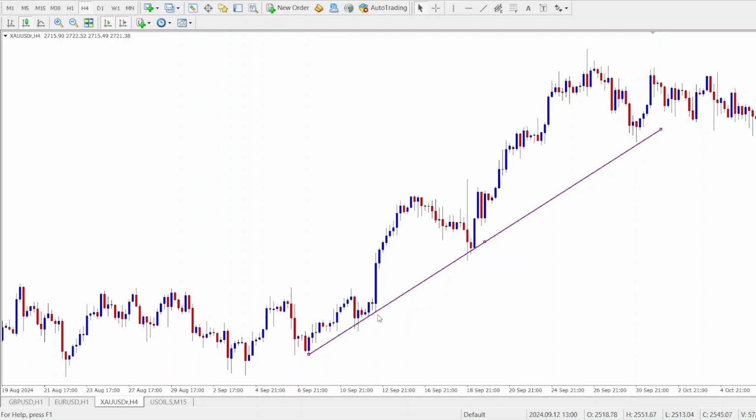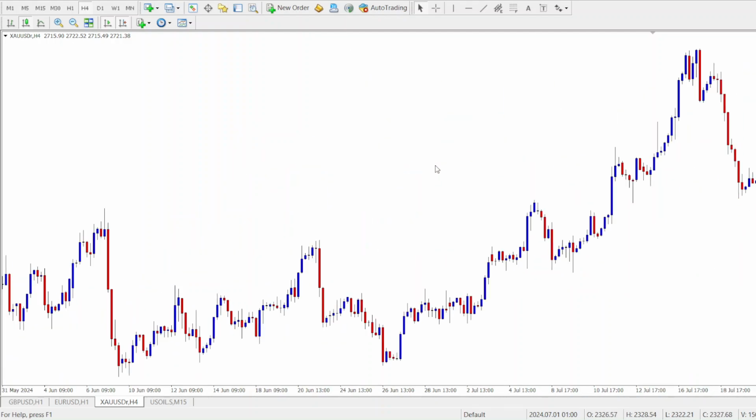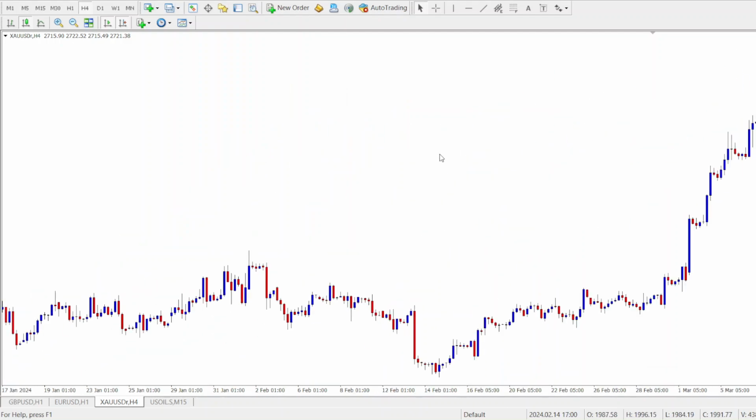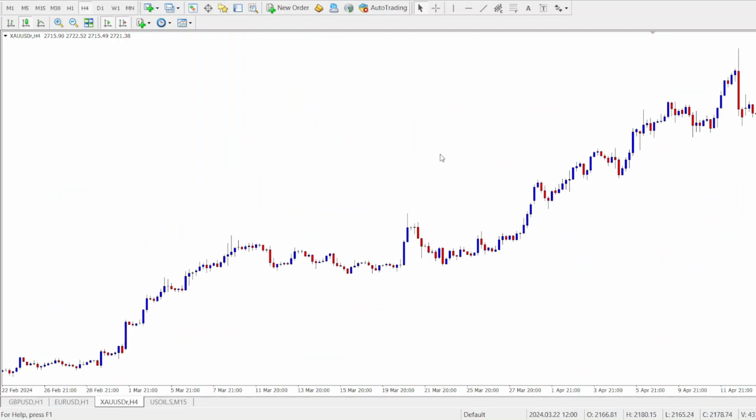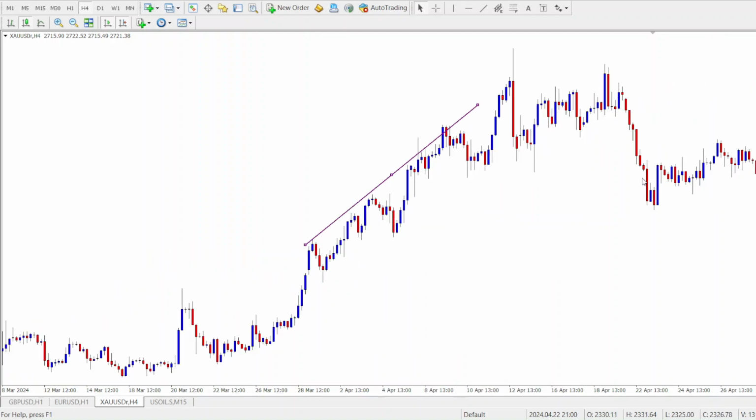If it is for a support trend line, you look for two reversal points, connect them together, and you have your trend line. If it is for a resistance trend line, then you look for two reversal points as well above, join them together, and then you have a trend line.